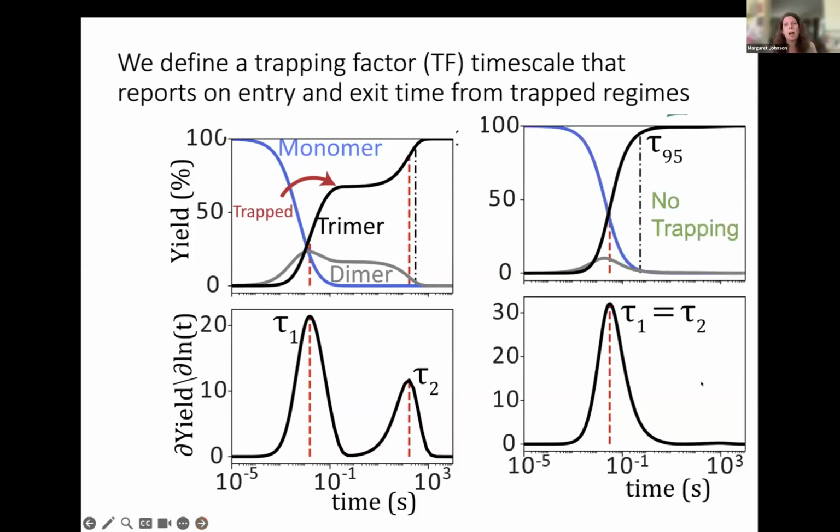And what we did here is we optimized the system, which I'll show how it works. The 95% time is much shorter, and we collapsed these 2 inflection points to just 1. So the trapping factor is now exactly 1.